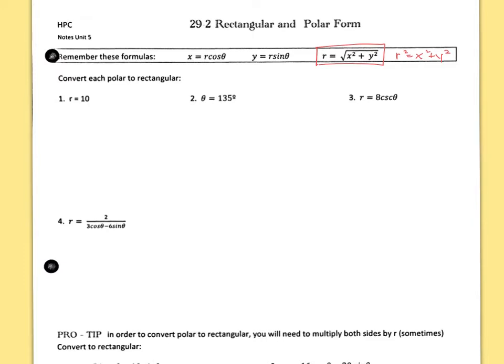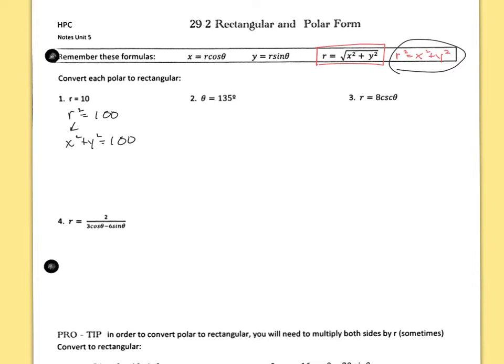But to show you my trick with r squared, I wanted to show you with one that was simple. So you already know the answer to this. But if you square both sides, we get r squared equals 100. And now if we use this fancy r squared formula, so if we take out the r squared and put in x squared plus y squared, then you don't have to think so much about, oh, where's the center, what's happening. So that's the way I would do that one.